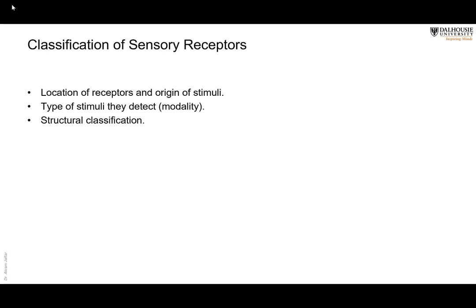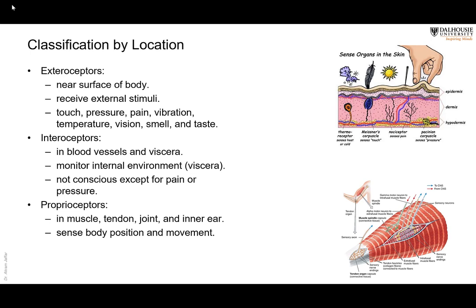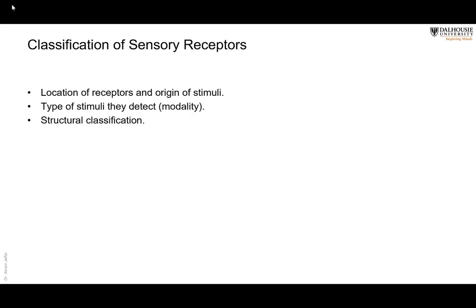We can classify them according to the location of the receptor, whether they are present on the surface of the body or deep in the body; the type of the stimulus, whether it is pain, temperature, pressure; and the structural classification of the receptor, whether it's just a simple free nerve ending, or it is encapsulated, or there is some specialized cell involved in it. We will deal with that in the following slide. So first, the classification of receptors according to the location of the receptor.